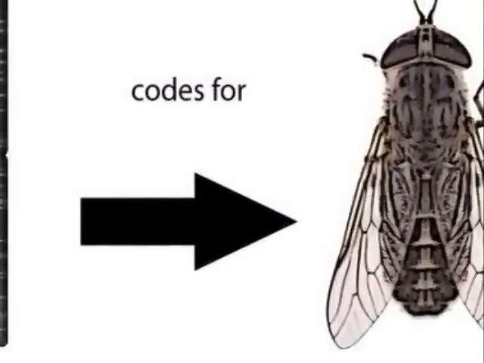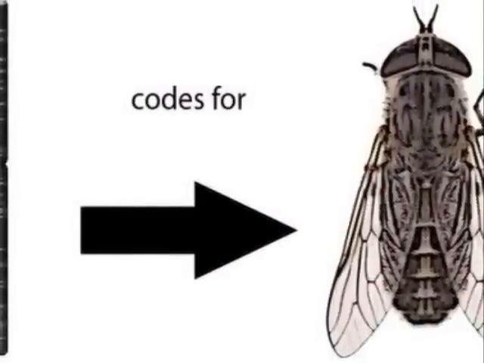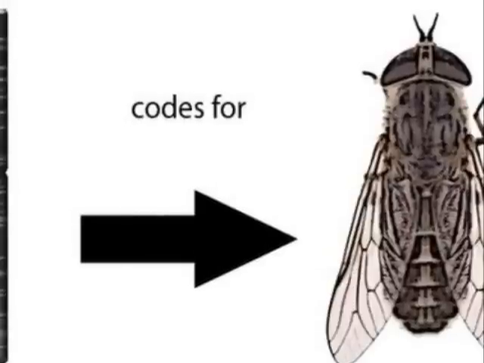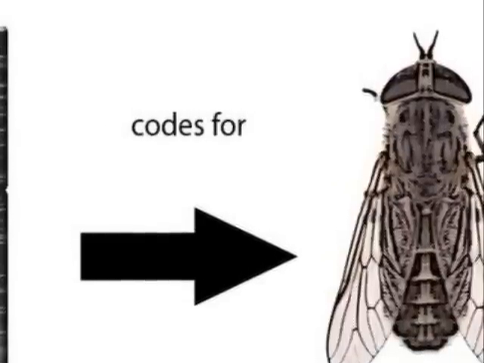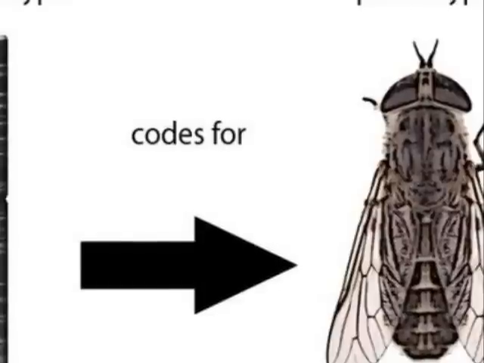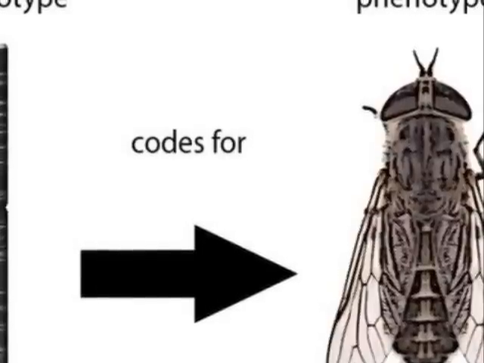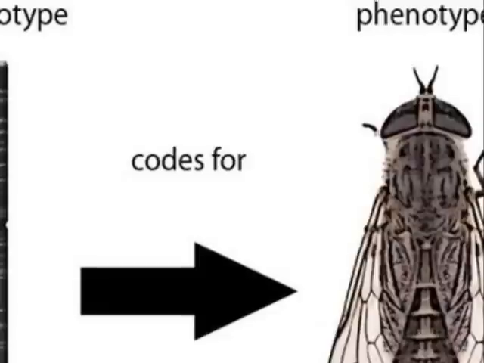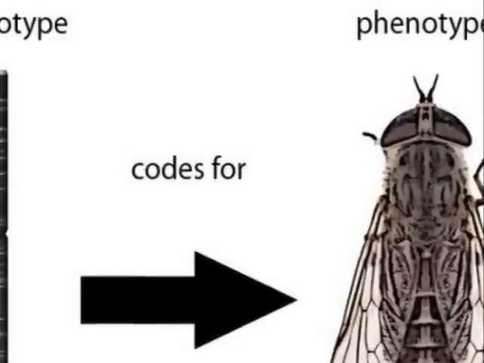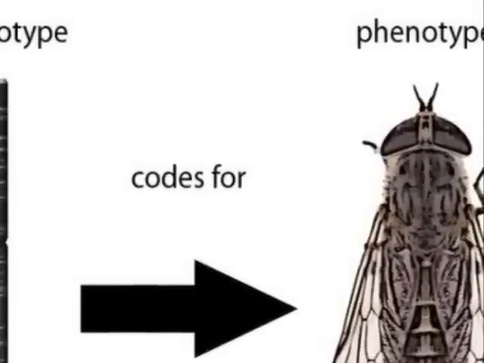Such is the example with fruit flies. The genotype on the left is the way the genes are organized within the chromosomes. But on the right, we see the phenotype, which is the way the fruit fly looks. So the genotype codes for the phenotype, but it is the dominant trait, or the trait that is seen, that is the phenotype, or the phenotypical characteristic of the organism.